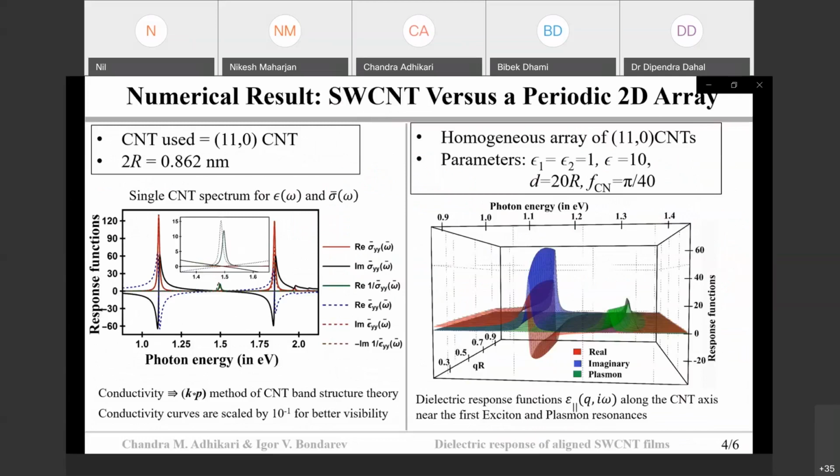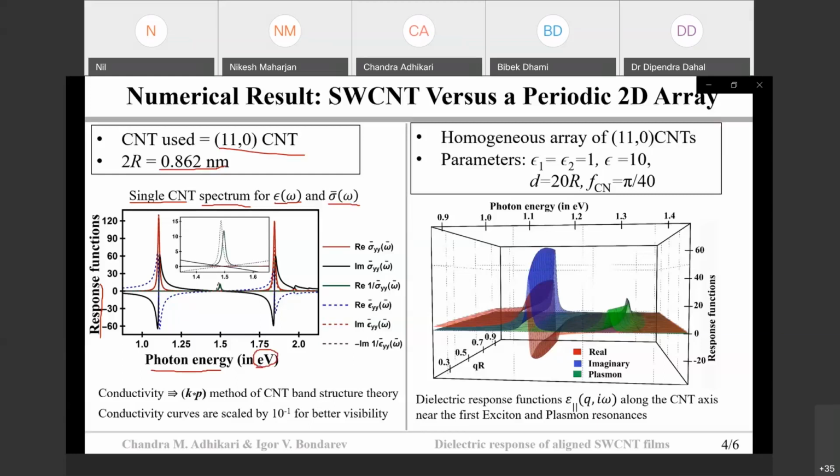In this slide, we talk about a single-wall carbon nanotube spectrum versus the spectrum of the film of carbon nanotubes. For illustrative purposes, we take an 11-0 carbon nanotube, whose diameter is about a nanometer. The diagram on the left is the spectrum of the dielectric response and conductivity of a single-wall carbon nanotube. The response function has been plotted as a function of photon energy, and the photon energy is expressed in electron volts.